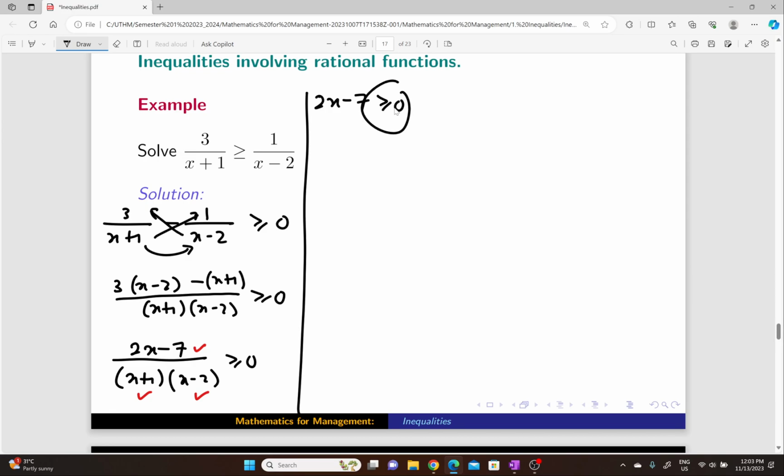But this greater or equal to 0, as I told you before, again and again I'm reminding, has nothing to do with this one. Even if this is less or equal to 0, I am still putting greater or equal to 0. Okay.